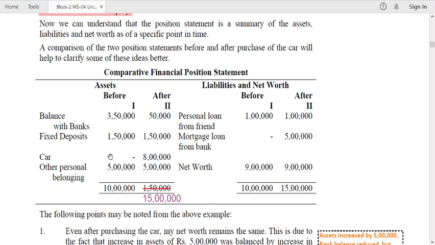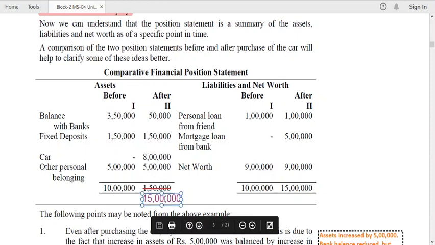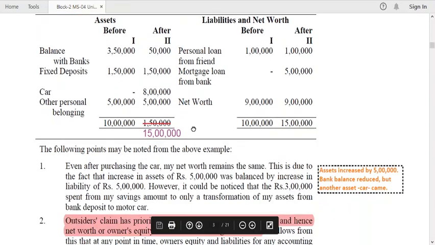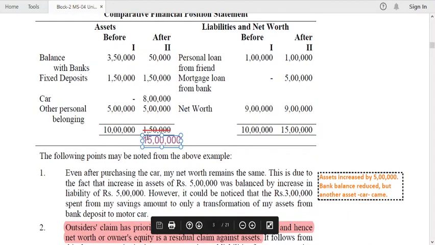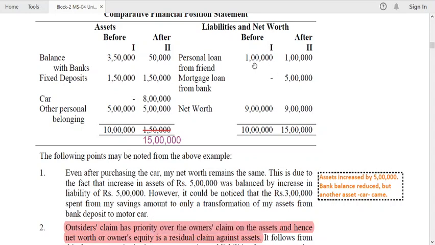Fixed deposits remained the same. A new asset is added after purchasing the car, that is, a car worth 8 lakh rupees. Other personal belongings like jewelry, gems, gold, all those things, for example, amount to 5 lakhs. His total value of assets is 15 lakh rupees. Earlier it was 10 lakh rupees, now increased to 15 lakh. 5 lakh rupees increased.